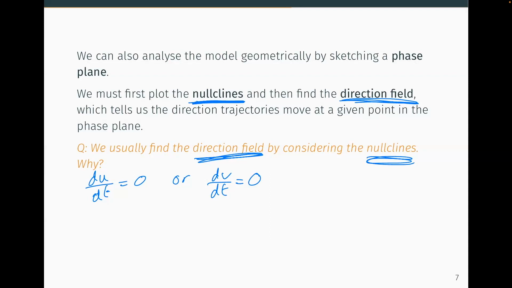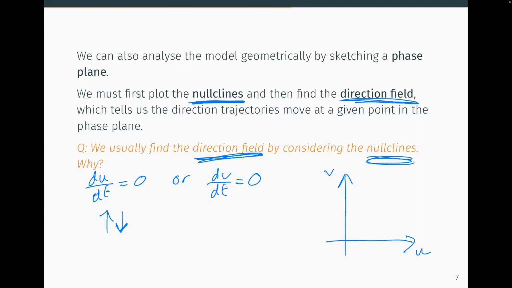So the reason we look to calculate our direction field on these nullclines is if du/dt is equal to 0, the only 2 directions we could possibly have are straight up or straight down. If we've got our axes orientated like this, if this is my u and this is my v, and I'm on a nullcline where du/dt is equal to 0, there's no movement going left or right by definition, right? du/dt is equal to 0. So I can only be moving up or down.